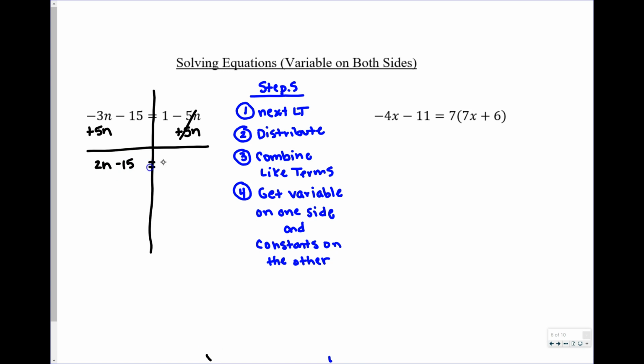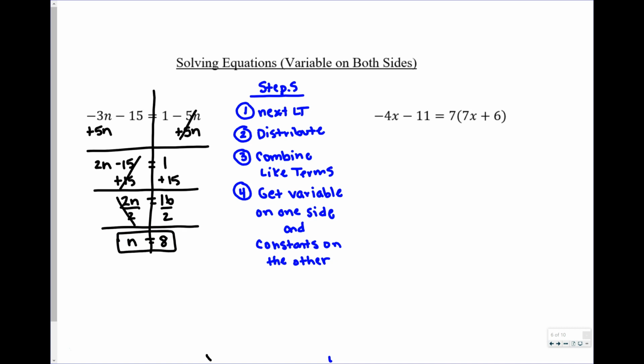Bring down the negative 15 and then bring down the 1. Now I've got this negative 15 here. That's a constant, so I'm going to move it over to the right. They cancel, bring down your 2n. 1 plus 15 is 16. Now your last step is to divide by 2. Again, I'm going to put these lines here to help. So then n equals 8.